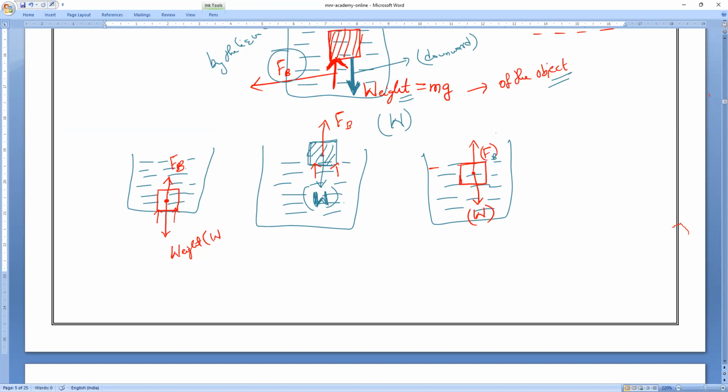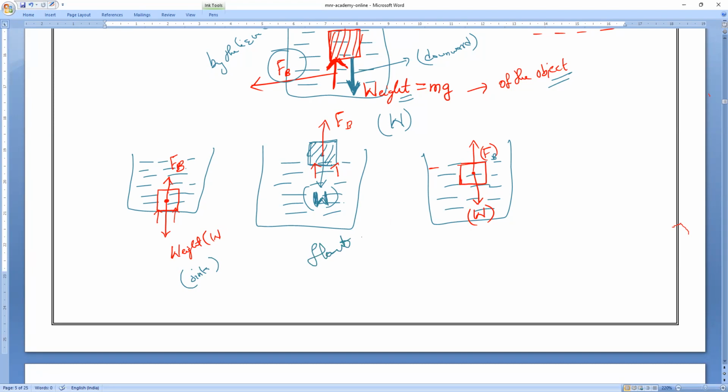FB, buoyancy force. Clear, everybody? So these three things you remember. Now you can see, this is the first one. First one is what, everybody? Sinking or floating up? Completely sink. Do you understand, everybody? This is sink, and this is actually float.